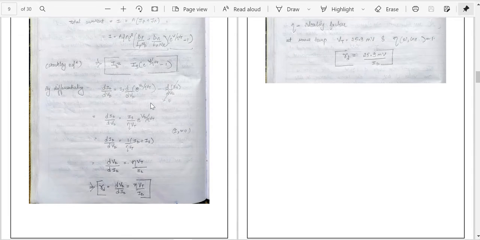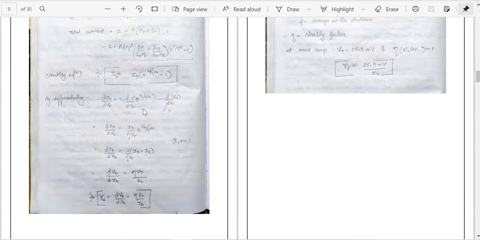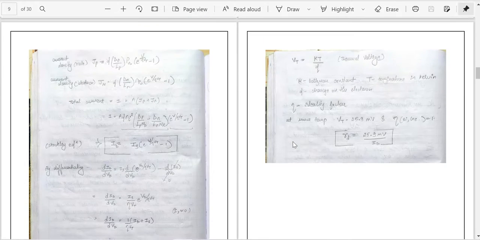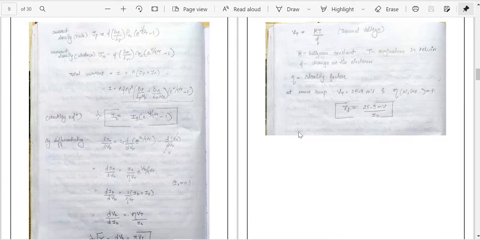For calculating the dynamic resistance, I have differentiated it. Then by a little bit of algebra, we calculated the dynamic resistance, dVd by dId, which we know is the change in voltage by change in current, equals nu Vt by Id. So the ideality factor is basically 1, and Vt at 300 Kelvin is equal to 25.9 millivolts. So the dynamic resistance formula comes as this.